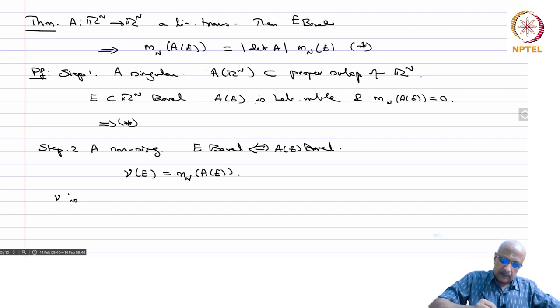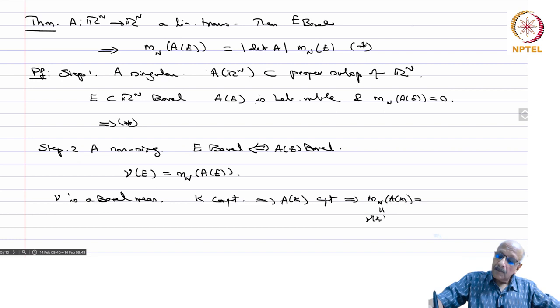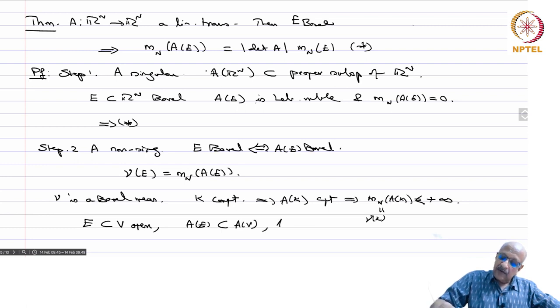Then nu is a Borel measure. If K is compact, the continuous image of a compact set is compact, so AK is compact, and therefore Mn of AK, which equals nu of K, is finite. Then if E is contained in V open, then AE is contained in AV, and AV is also open, and vice versa.